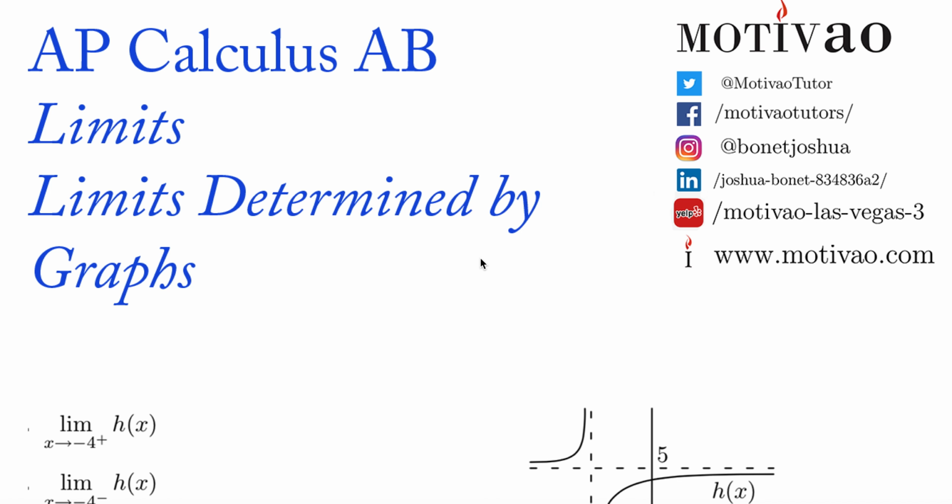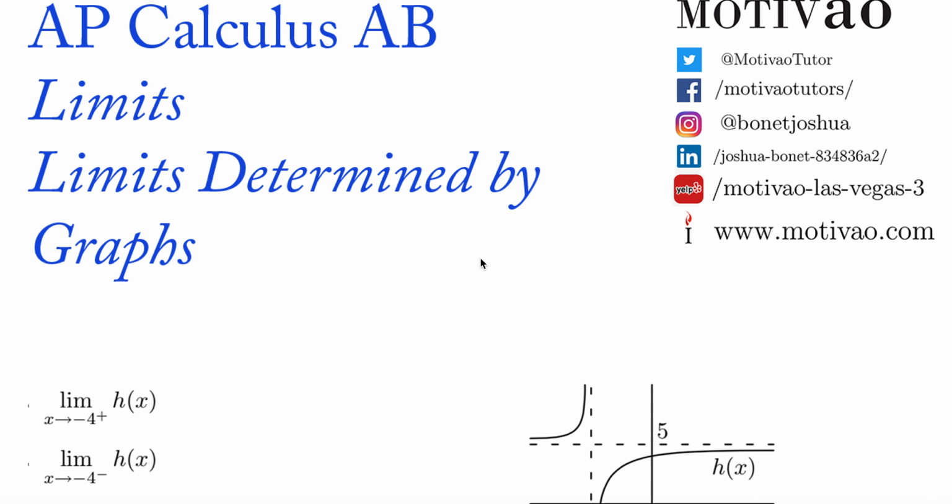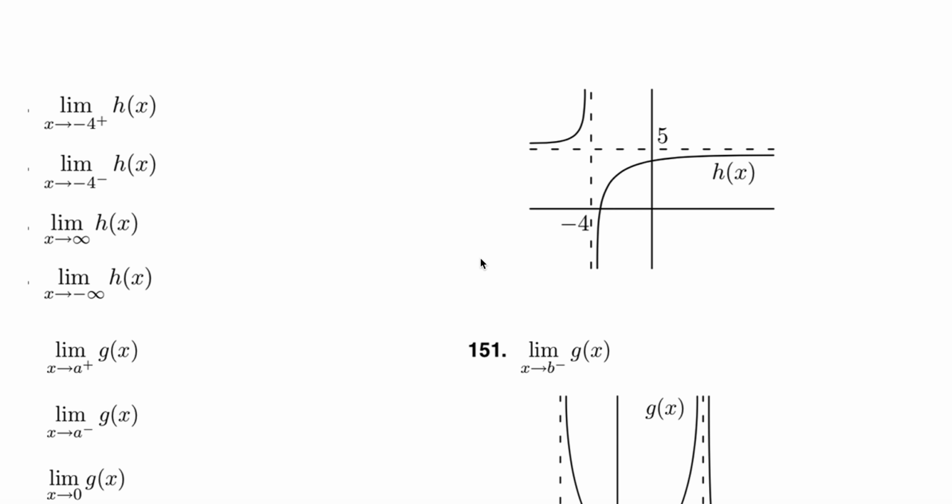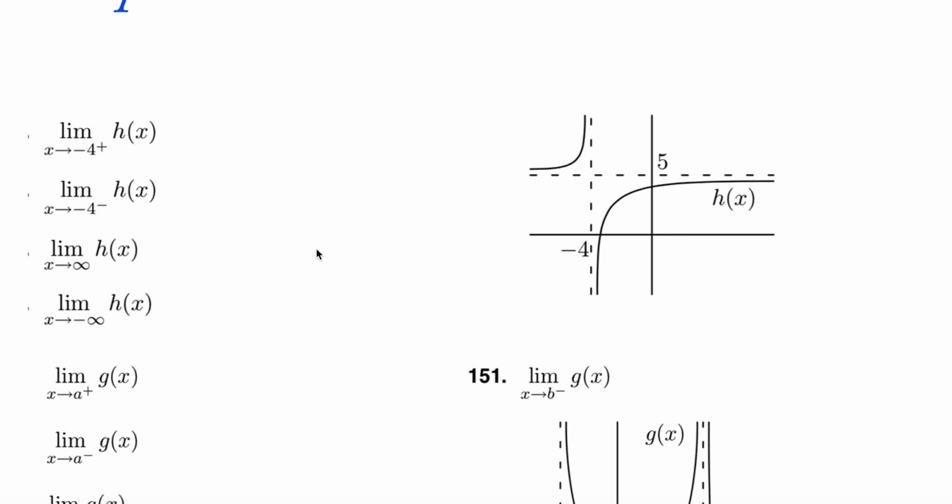Find limits is by looking at the graph. This is probably the easiest way to find the limits because it's very visual. Okay? So I'm going to give you three different graphs with three different approaches. So the first one is for h of x. Okay, h of x here is this little graph right here.